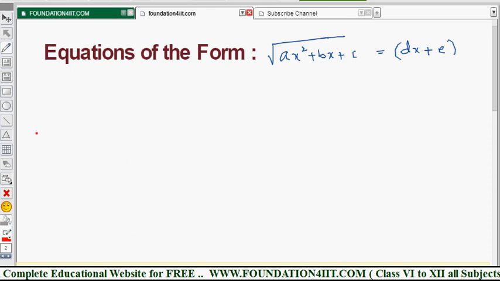For example, solve, square root of, only in this format we should apply this method. That is square root of 2x square minus 2x plus 21 is equal to 2x minus 3, where only the LHS is the square root and the RHS is 2x minus 3. Now we need to solve.